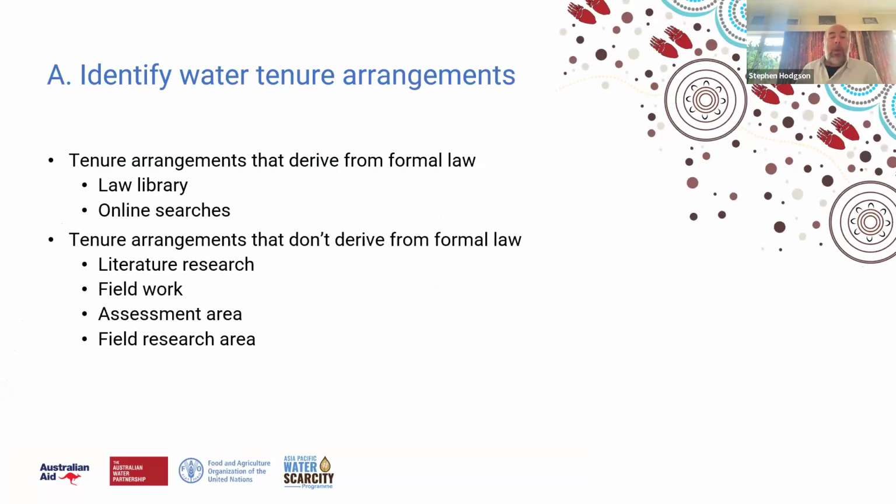First of all, we try and identify all the water tenure arrangements in a given area. For tenure arrangements that derive from formal law, we go to the law library, we go to the literature, we do online searches. For tenure arrangements that don't derive from formal law, obviously that's much more difficult. We don't have a central document that lists those. So we do literature research, we do field work, and we have this idea of the assessment area and the field research area.